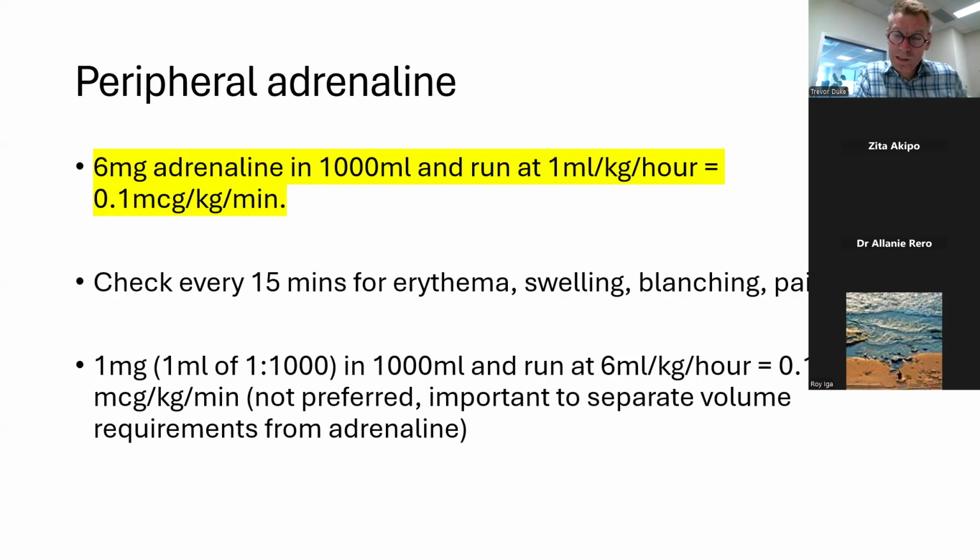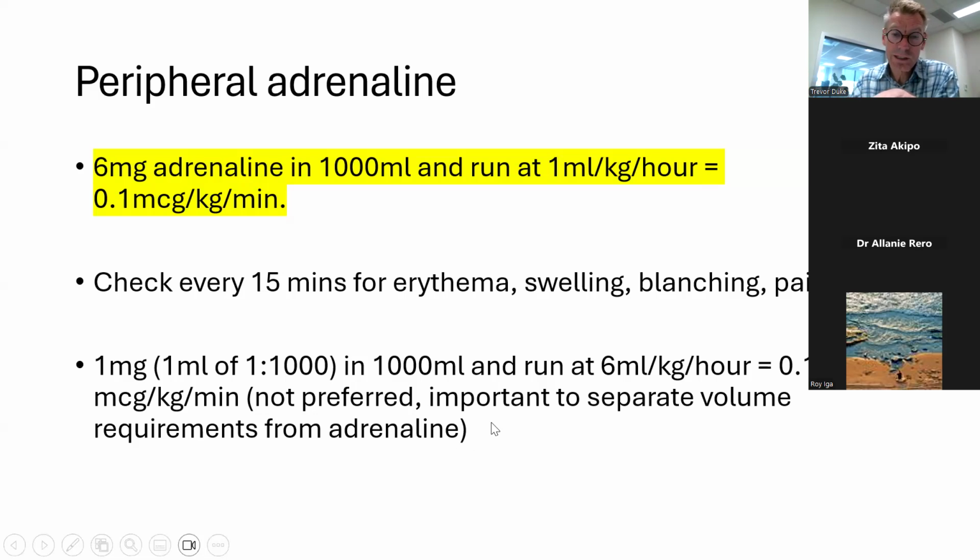The most important thing is that you check every 15 minutes or 30 minutes for erythema around the IV cannula. You make sure you've got a good cannula. Check for swelling or blanching or any pain that the child might have, because adrenaline, if it extravasates, can cause tissue necrosis. So it's really important you've got a good IV line. Usually this is very safe for 6 to 12 to 24 hours, as long as you have people who can check the IV line regularly. And if the patient's got pain from it, then you stop it.